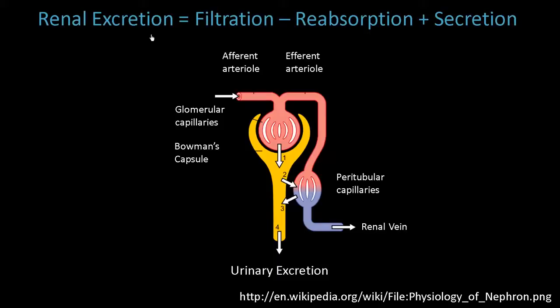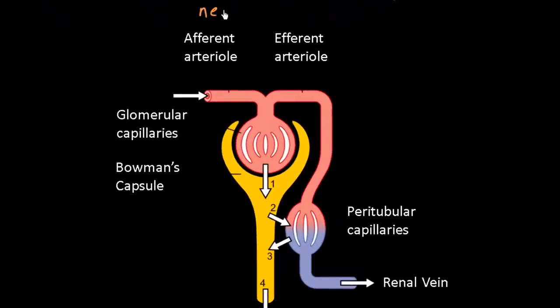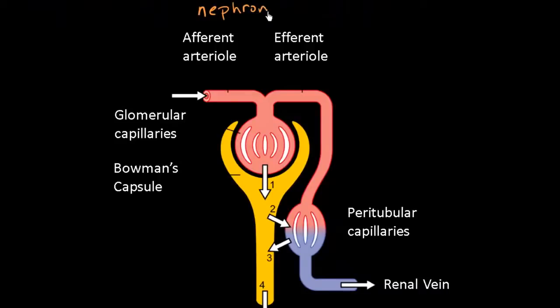So renal excretion is the sum of the drug that is filtered, minus the drug that is reabsorbed, plus the drug that is secreted at the level of the nephron. This here is the nephron. The nephron, I'm going to write it out here, is the functional unit of the kidney. So let's relate renal physiology to pharmacology.